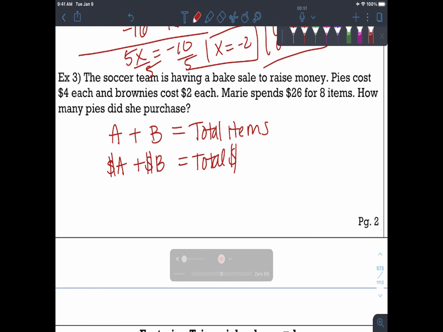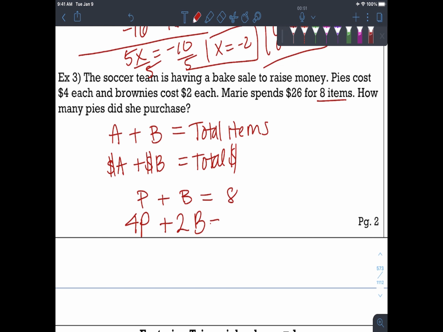So let's go ahead and read the question. The soccer team is having a bake sale to raise money. Pies cost $4 each. Brownies cost $2 each. Marie spends $26 for 8 items. How many pies did she purchase? All right, so we got 8 items. So pies plus brownies equals 8. $4 for a pie plus $2 for a brownie is a total of 26. And it follows that setup exactly.